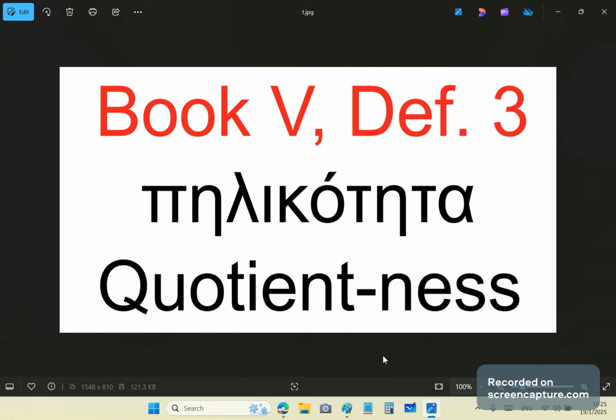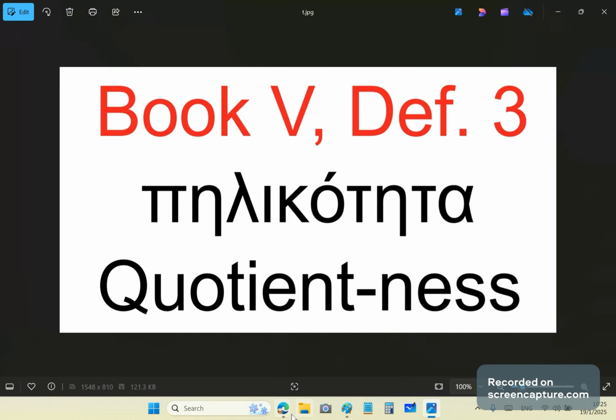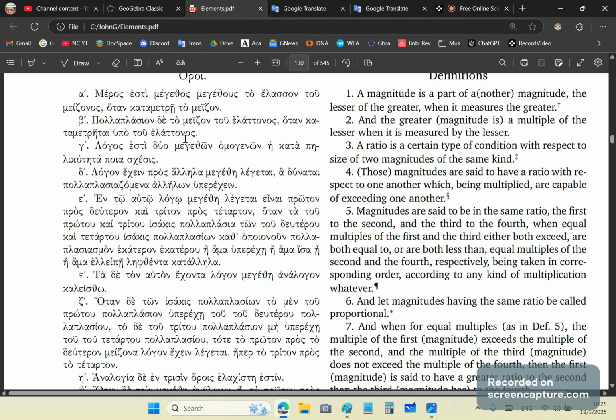Okay, so now let's quickly go through the algebra. Through the book of the Elements, and I'll show you very quickly. So the first one says a magnitude is part of another magnitude, the lesser of the greater, when it measures the greater. So all it's saying there is that a magnitude is basically the concept of size, dimension, or extent. Because not only the lesser can measure the greater, but also the greater can measure the lesser. So that very first definition of Book 5 refers to the concept of magnitude.